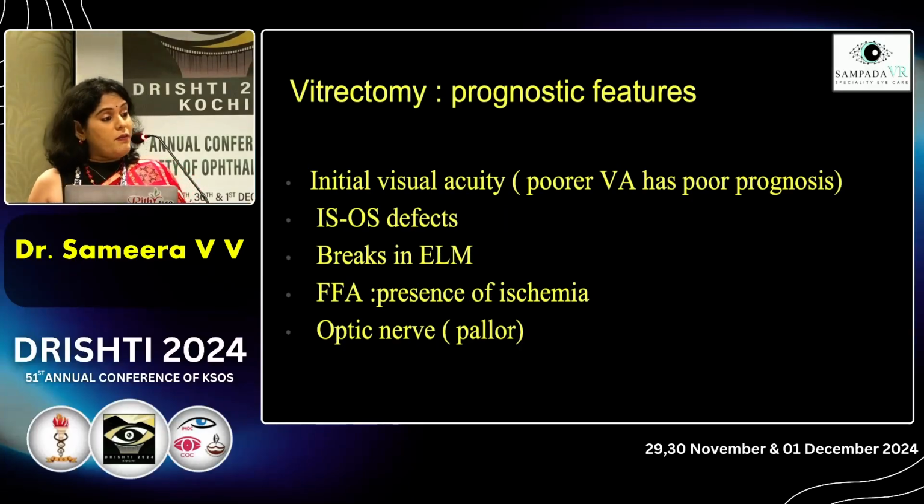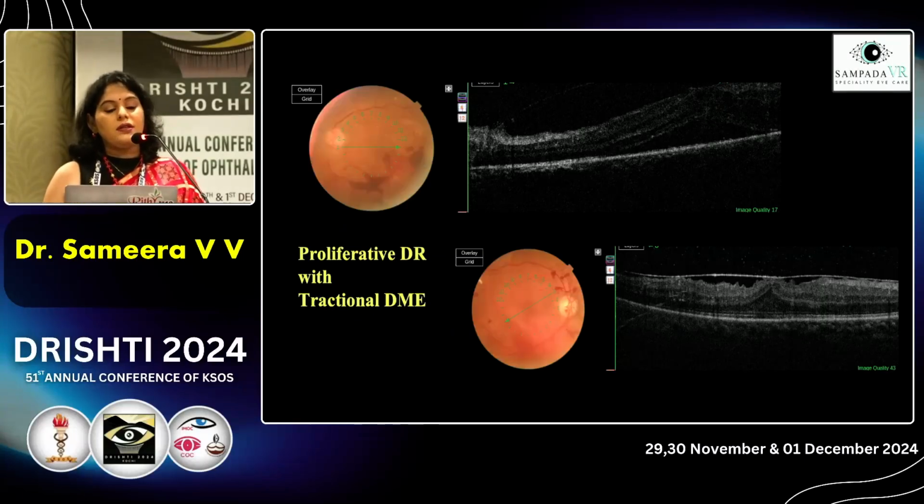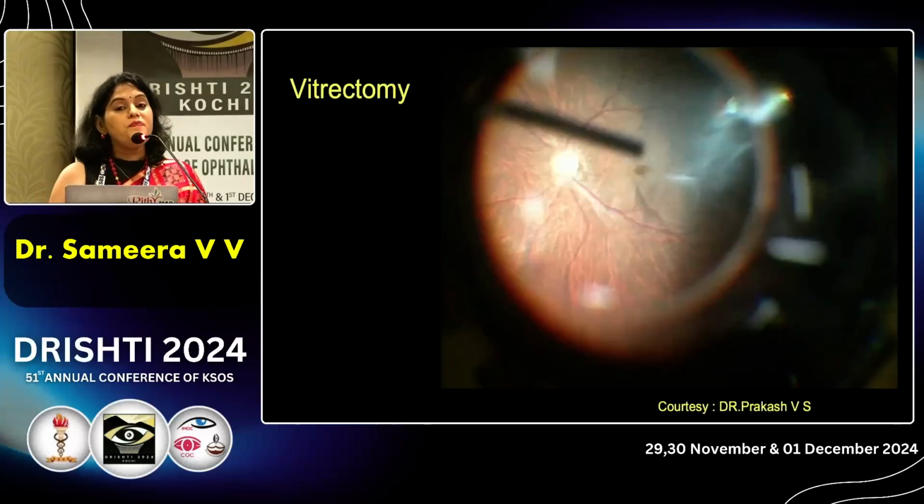But you should be very meticulous. You should be very careful to choose such cases for vitrectomy in chronic diabetic macular edema. Why? Because if the initial visual acuity is poor, there's a poor prognosis. If there are ISOS defects, breaks in the ELM, FFA showing ischemia, and a very pale optic disc, these are not good cases for vitrectomy. In cases like proliferative DR with tractional DME, you can just do a filling laser, and it's always better to take up such cases for vitrectomy.